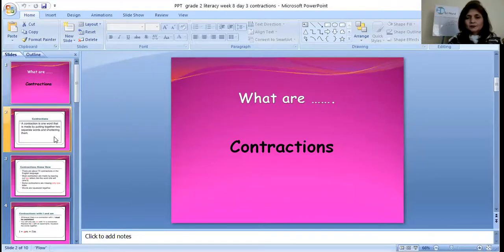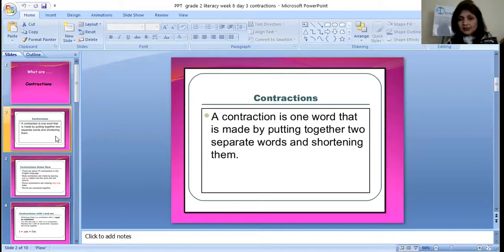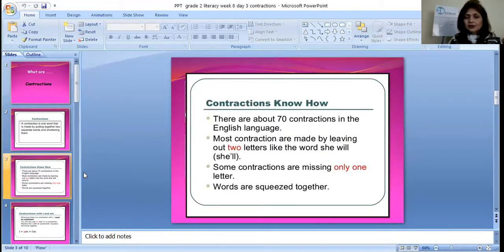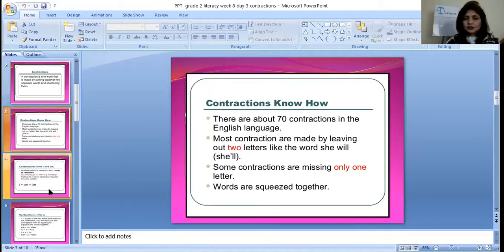Now, a contraction is a word that is made by putting together two separate words and shortening them. Like I have told you, you shorten the word by leaving out some letters. There are about 70 contractions in the English language. Most contractions are made by leaving out two letters, like the words she will. So she will becomes she'll. You have removed two letters and used only two others. Some contractions are missing only one letter. The words are squeezed together, so they are shortened.